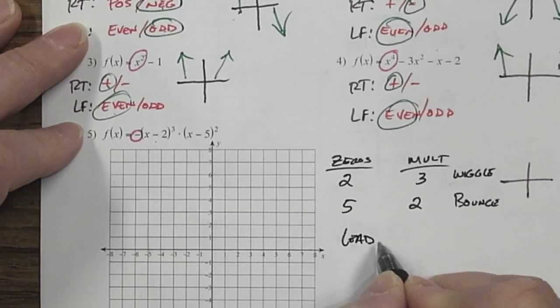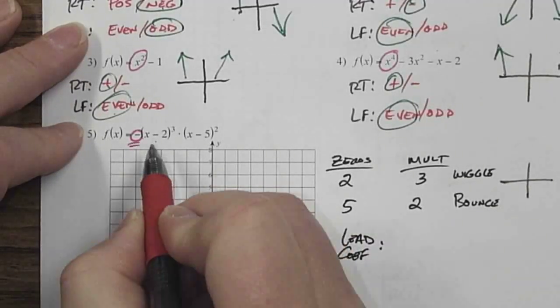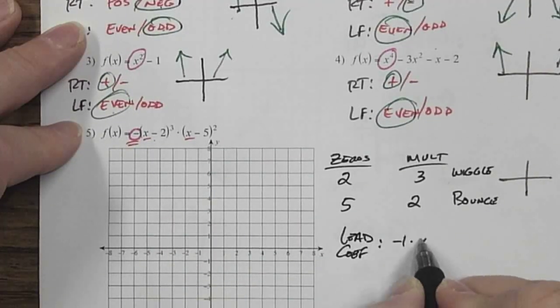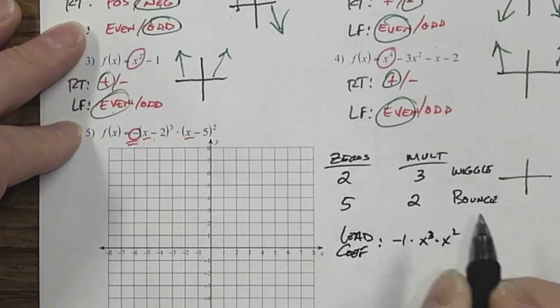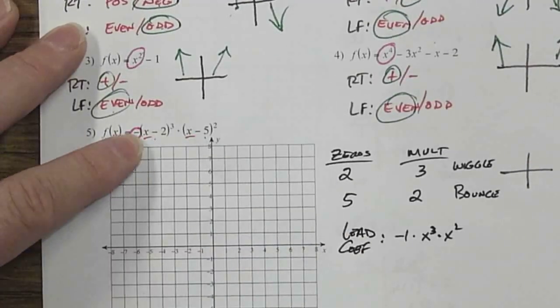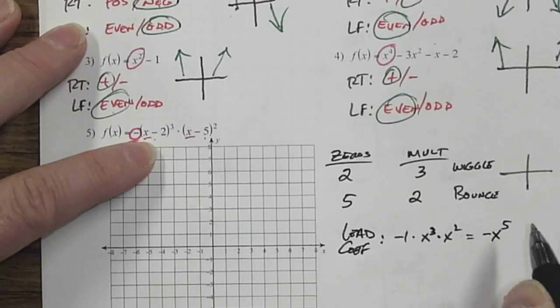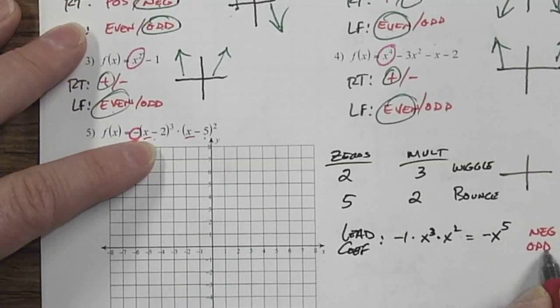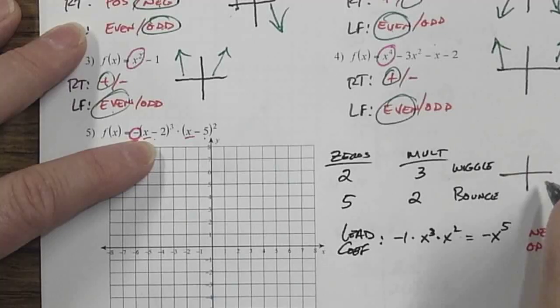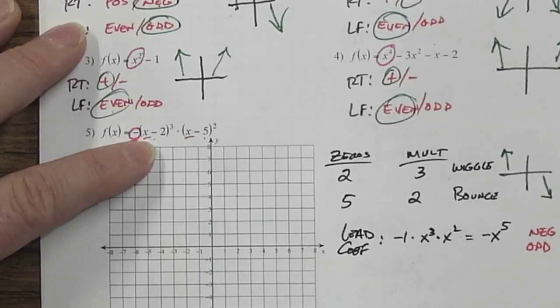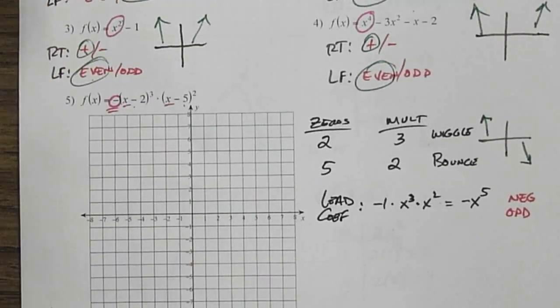My lead coefficient. For that we need to take the negative 1 here, the x to the third, and the x squared. We don't need the 2 and the 5. We need the number in front, the x's with their power. Multiply all that together, and you get a negative x to the fifth. It is negative, and it is odd. So negative means the right-hand side's going down, odd means the left-hand side's going opposite. Put them all together in a general form.